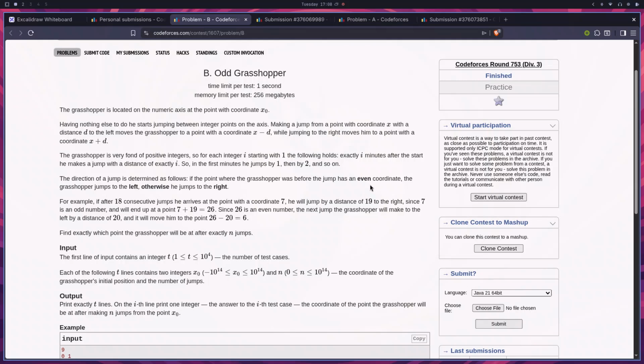And if he is currently at an odd coordinate, he will jump towards the right. And the distance of each jump will be exactly the minute at which he makes the jump. So for the first minute, the distance he jumps is 1 unit. For the second minute, he will jump a distance of 2 units. So what we need to do is, let's have some fun with the problem.